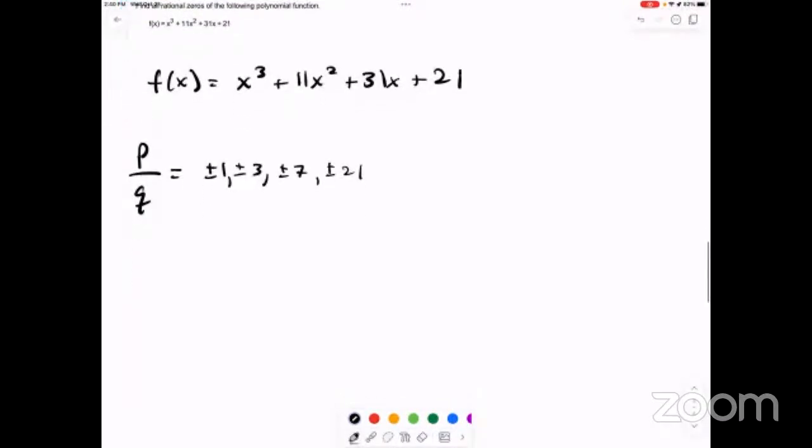So then let's start with 1. 1 is oftentimes a good one to start with when we do our synthetic division. So we take our coefficients, 1, 11, 31, and 21, okay?